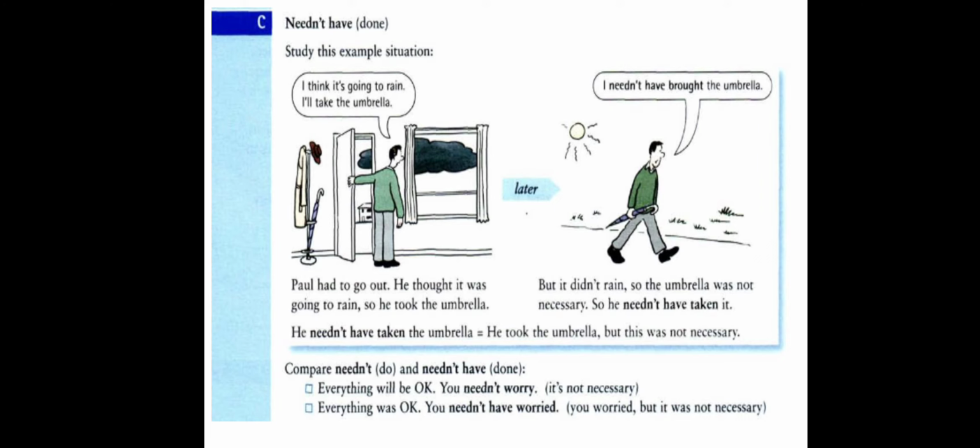Everything was okay, and we have here was, and was indicates past. So you needn't have worried. We use here needn't plus have plus worried to express past. And here you worried, but it was not necessary. Means you needn't have worried. It was not necessary to worry. So we say you needn't have worried because we express a past situation.